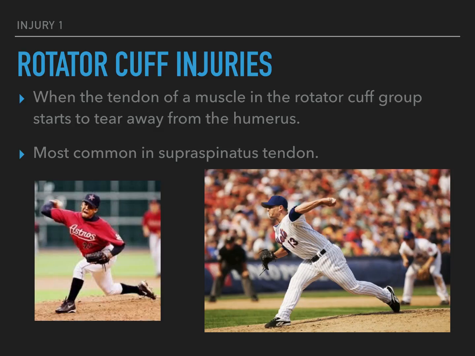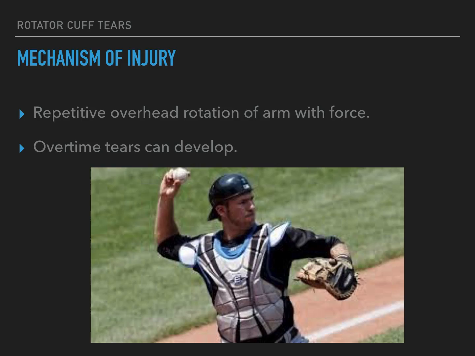My first injury is rotator cuff injuries, and it's when the tendon of a muscle in the rotator cuff group starts to tear away from the humerus. It is most common in the supraspinatus tendon. The mechanism of the injury is repetitive overhead rotation of the arm with force, and over time, tears can develop.